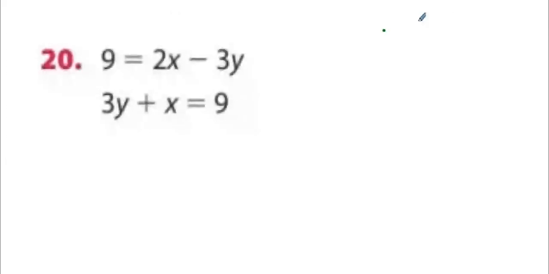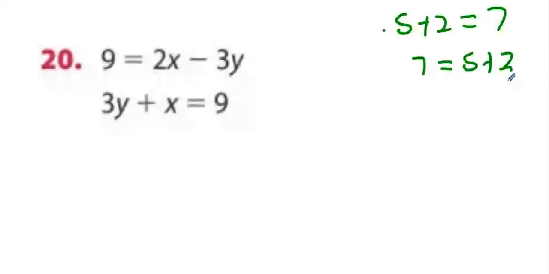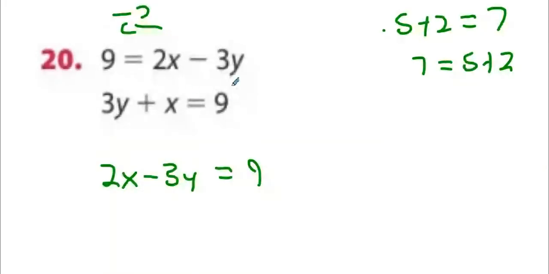So in this question, we can see that it's not the correct way around. The way you can say 5 plus 2 equals 7, you can spin that around and say 7 equals 5 plus 2. So I'm going to exchange these two sides, and I'm just going to write it as 2x minus 3y equals 9. So I'm just exchanging the sides as well.